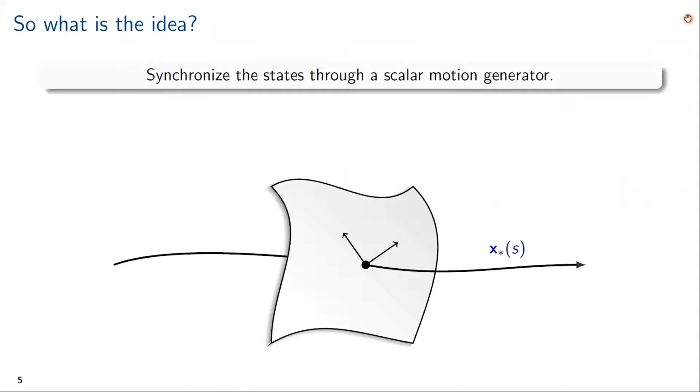Now, the approaches I will present in this video are based on the following idea. We assume that if we can find a solution such as a walking gait described by some evolution of the states, then this can be described as the synchronization of the states through a so-called motion generator. So what does that mean? Well, basically, if we can find some sort of solution denoted by the asterisk subscript, then this might be parameterized by some sort of scalar variable s. You can think of it sort of like a reparameterization of time along the trajectory.